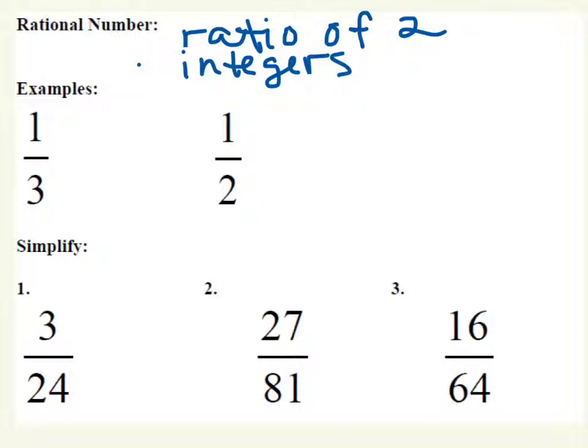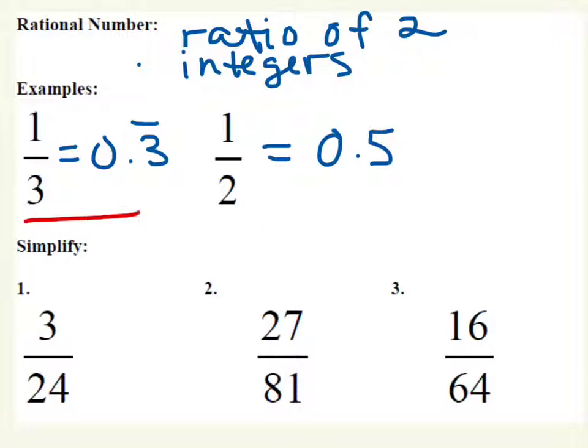If your ratio can be written as two integers, then it either terminates or repeats. So, for example, 1/3 is also known as 0.3 repeating, whereas the fraction 1/2 is equivalent to 0.5. So, just a little refresher on rational numbers. If you can be expressed as the ratio of two integers, you're either a repeating decimal or a terminating decimal.